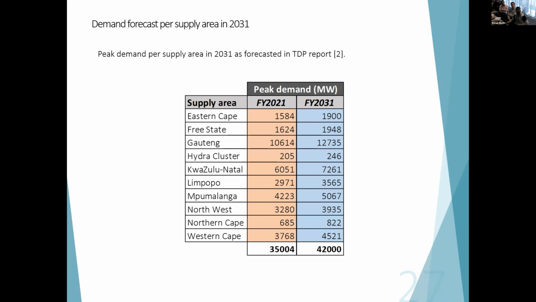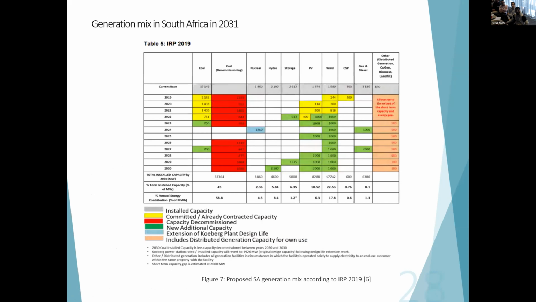So just to show some of the aspects, like the data we gathered from the TDP report. For the 2031 scenario, we see that per supply area, we are using the moderate high scenario in the TDP report. TDP had 4 different scenarios, and we're using the moderate high scenario, which allocates around 42,000 megawatts of peak demand. And as mentioned earlier, for the generation mix in South Africa, we are using the IRP, but it doesn't state how the allocation would be done in the IRP. So that's one of the things which would be carried out in my master's.